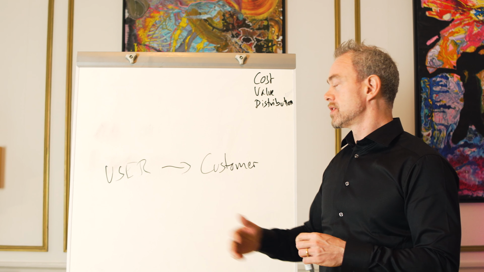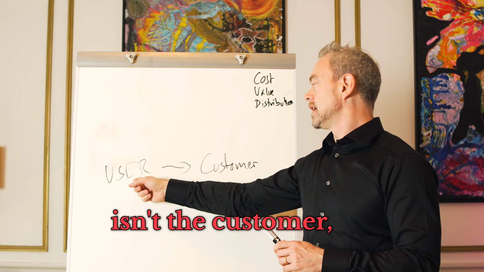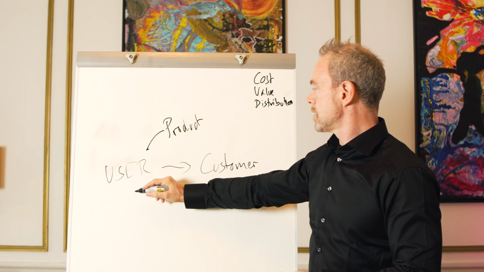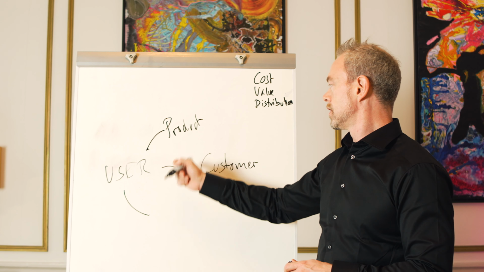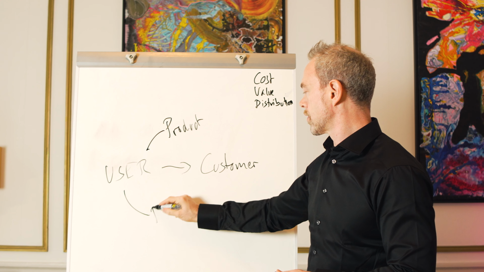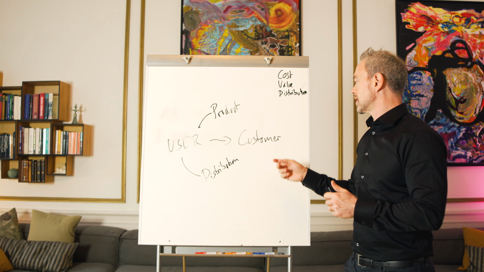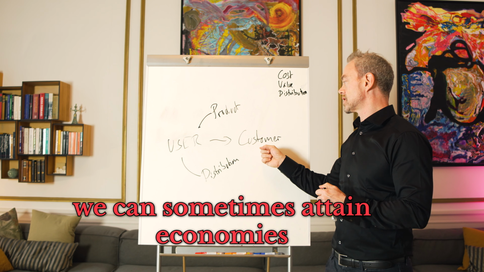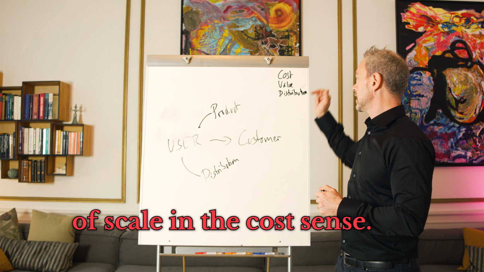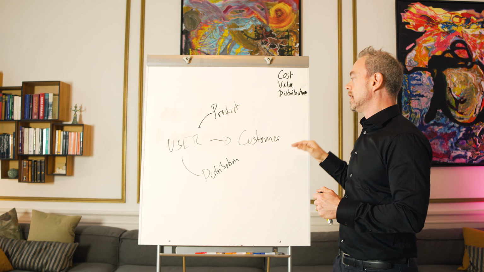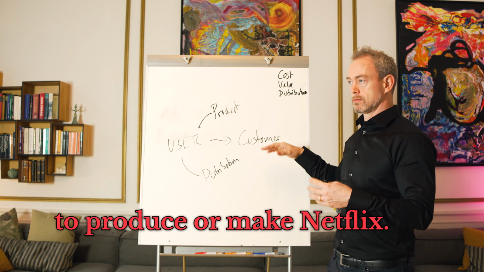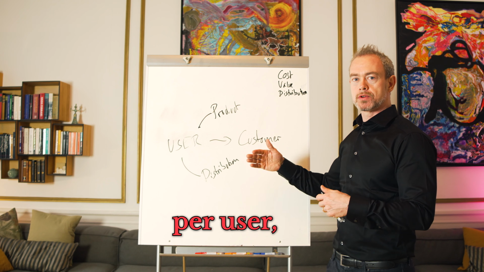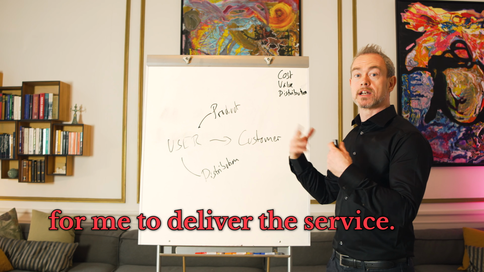In other occasions, we have an example where the user isn't the customer, but they are the product. And at other times, we have a situation where the user is not the product and not the customer, but they are the distributor. Let me walk you through these. So when the user is the customer, we can sometimes attain economies of scale in the cost sense. It's really, really expensive to produce Netflix, but once I have 100 million users, per user, it becomes much cheaper for me to deliver the service.